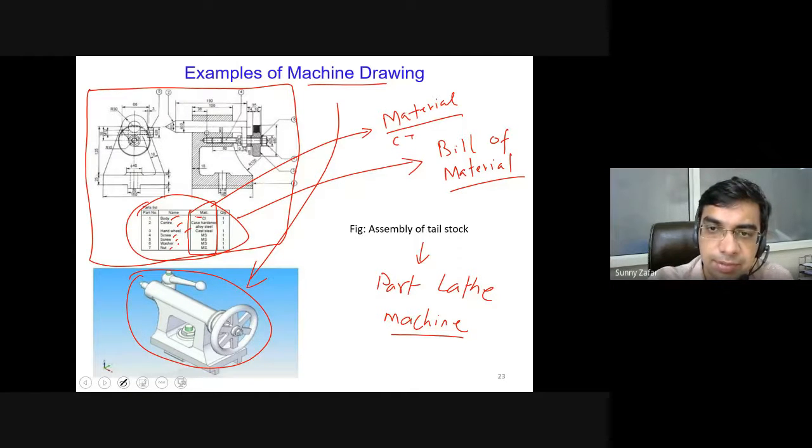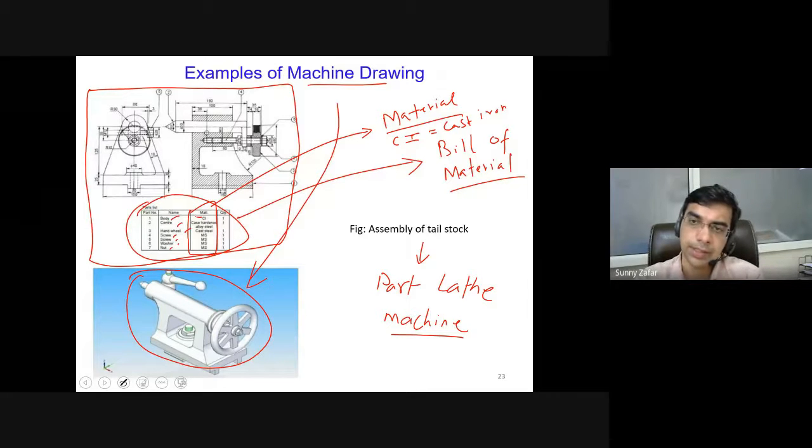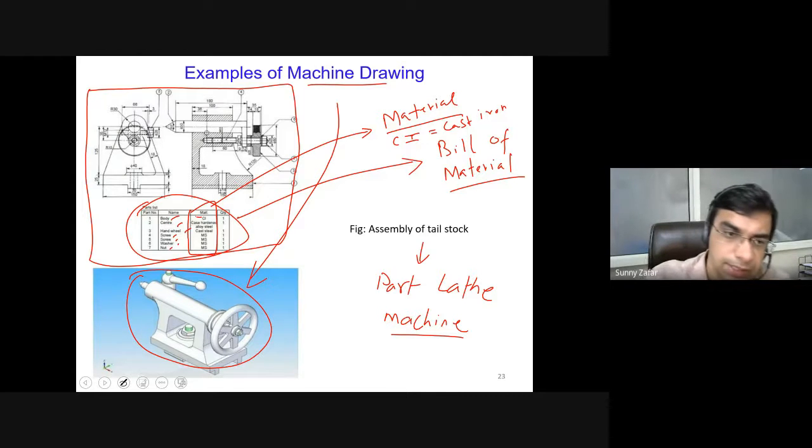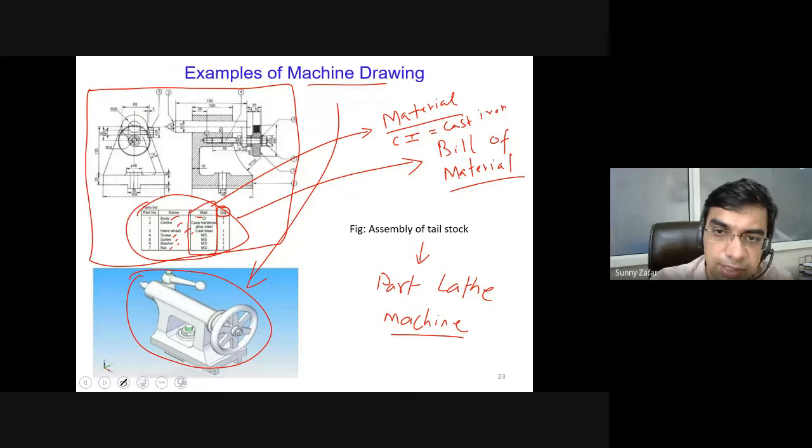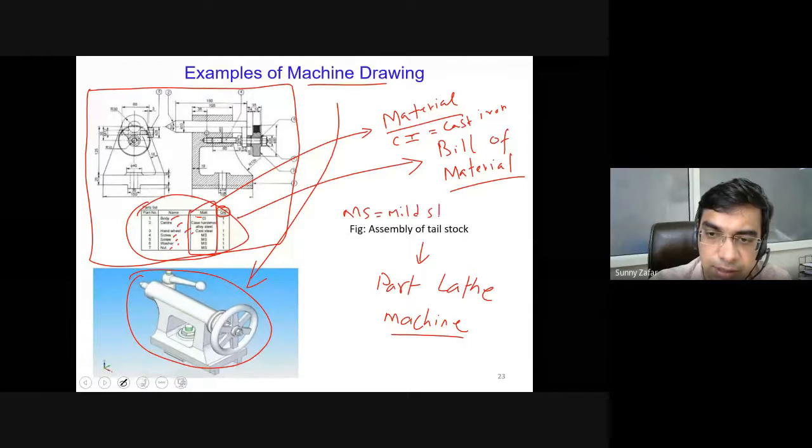We have standard abbreviations that we will discuss. Cast iron is an alloy of iron, predominantly iron, with some carbon and some other elements added. Then in the next column, we have the quantity. We have one quantity of body, one quantity of the center. The center here is an alloy steel. The hand wheel is made of cast steel. Screws, washer and nut are made of MS, where MS stands for mild steel.